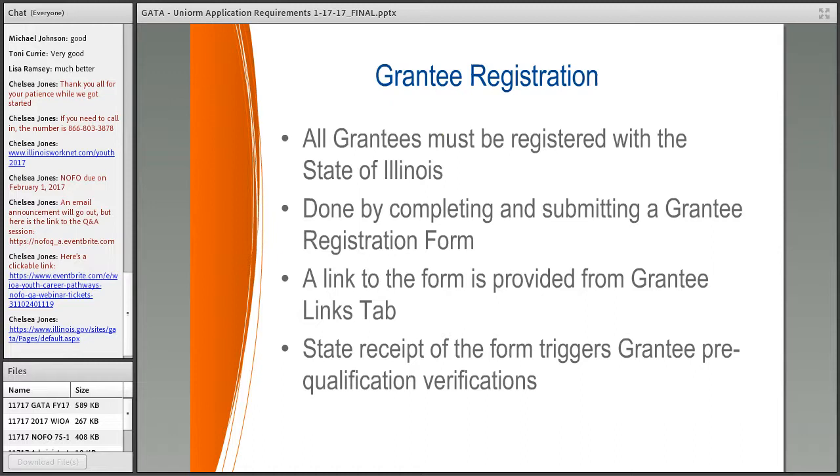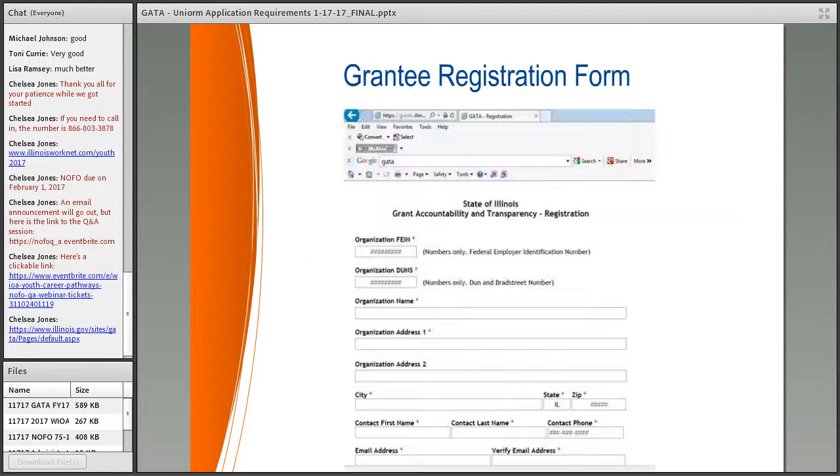The first step in the process is grantee registration. All grantees must be registered with the state of Illinois. This is done by completing and submitting a one-page grantee registration form. A link to the form is provided from the Grantee Links tab on the GATA website. The state receipt of the form triggers the grantee pre-qualification verifications. And that website again is grants.illinois.gov.